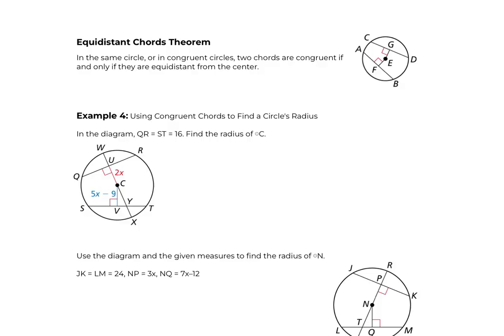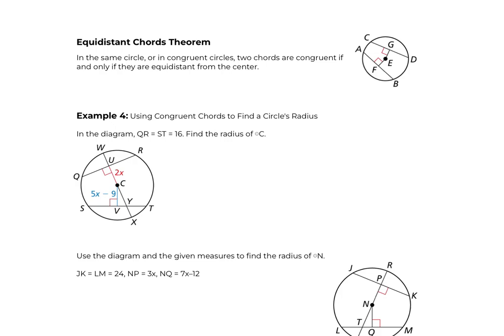All right, here's another theorem for today. Equidistant chords theorem. First of all, a chord is a segment that connects 2 points that are on the circle. So here, AB and CD are both chords. In this case, if I have one circle or congruent circles, 2 chords are congruent if and only if they are equidistant from the center.